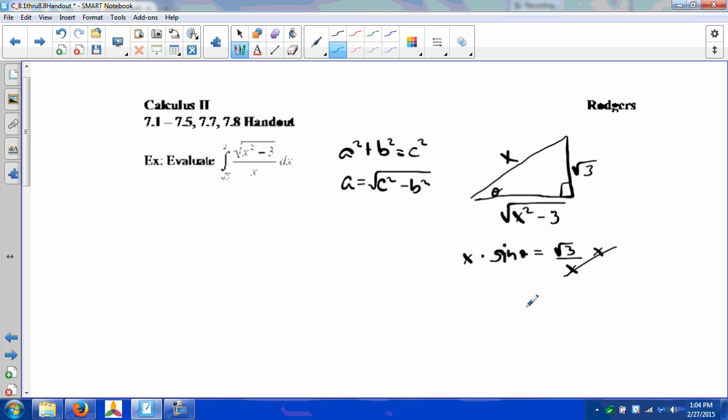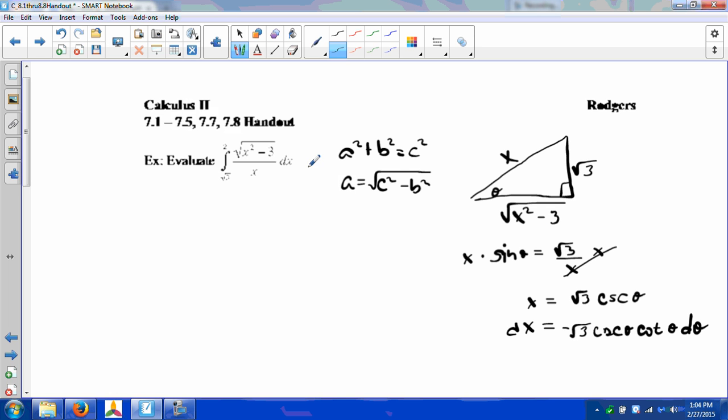And then divide both sides by sine and get x equals root 3 over sine, which is the same as writing it as the cosecant on top. So then dx is the derivative of cosecant, which is negative root 3 cosecant theta cotangent theta d theta. Okay. And then now we need what?